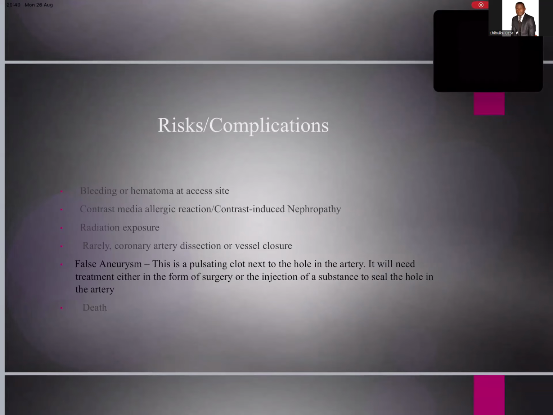Now, for the risk of complications of left heart catheterization, of course, with every procedure, one of them is bleeding or hematoma at the access site. Of course, this is usually prevented post-procedure by securing hemostasis. Then we also have the contrast media allergic reaction, or contrast-induced nephropathy.